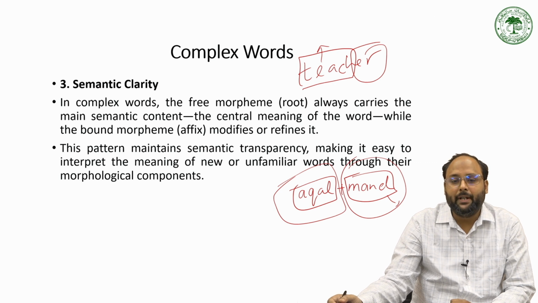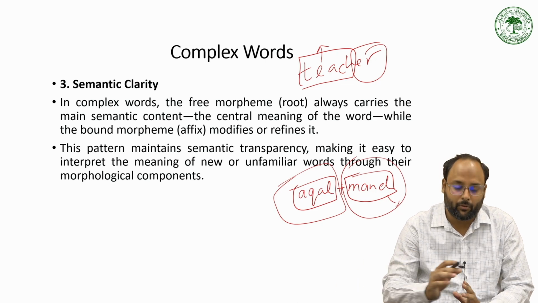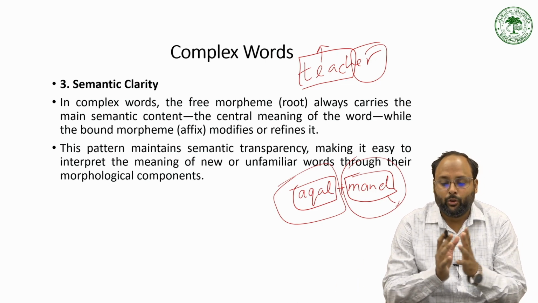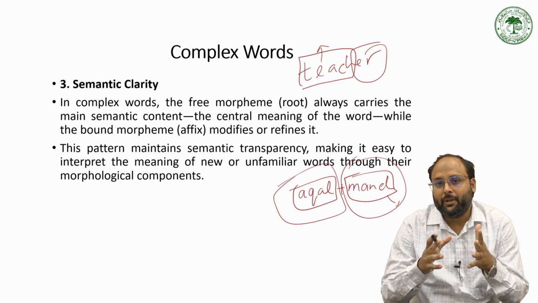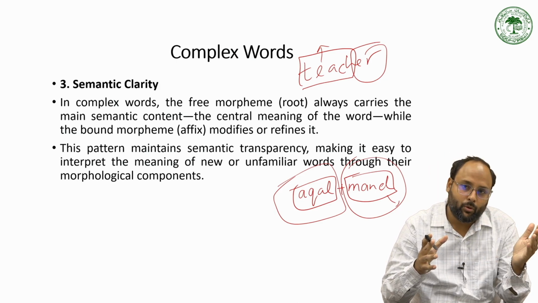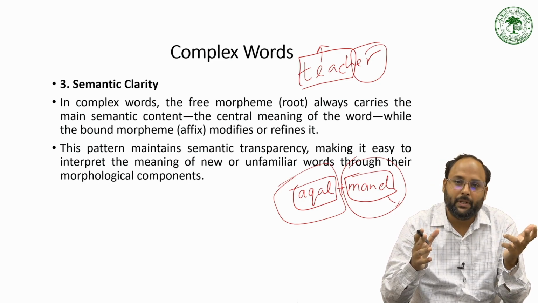So this pattern maintains semantic transparency, making it easy to interpret the meaning of new and unfamiliar words through their morphological components. By this process, you can understand the meaning of a complex word easily. You just go to the free morpheme or the main root word in the complex word, and you can get the main meaning of that word.